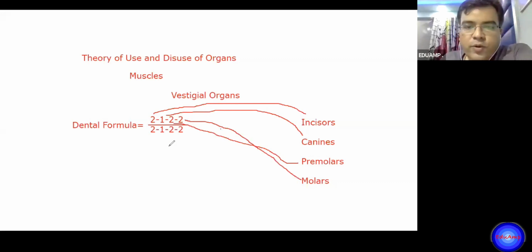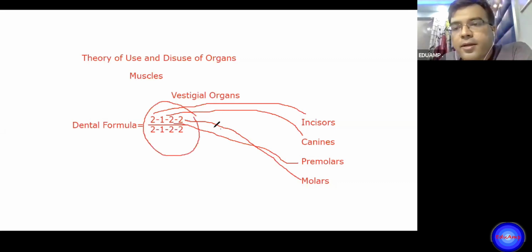As I told you, the dental formula is represented by the numerator, which represents what? One half of the upper jaw. The denominator represents one half of the lower jaw. So this has to be multiplied by 2 upon 2. Is it fine? Yes, sir, fine.